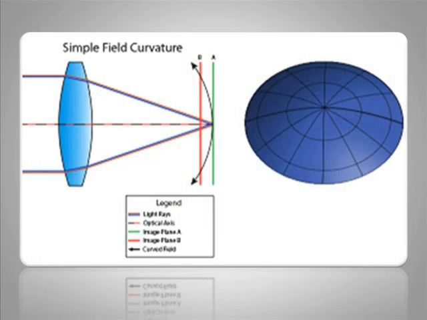Another aberration is field curvature. Field curvature occurs as light is focused through a curved lens, which results in the image plane being curved as well. This means that either the center or periphery may be in focus, but not the entire specimen at one time.